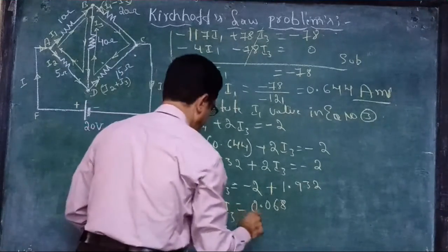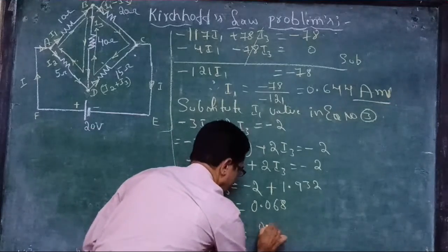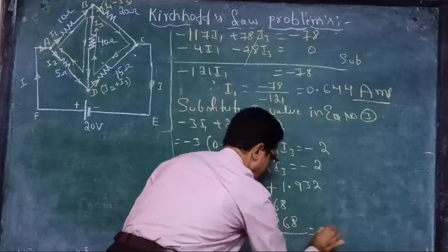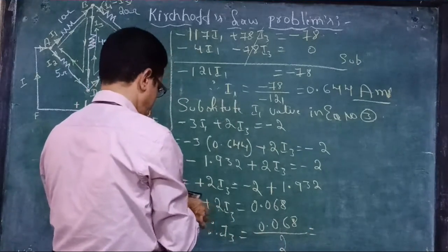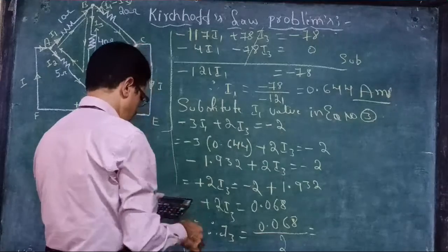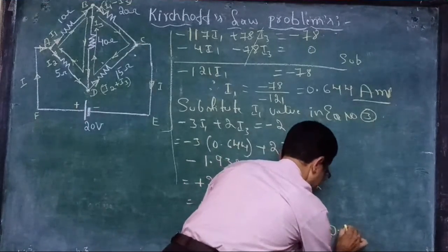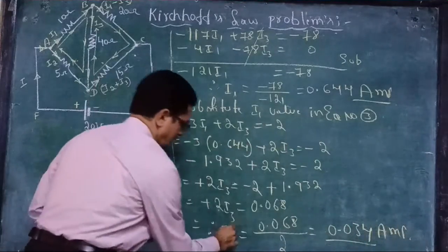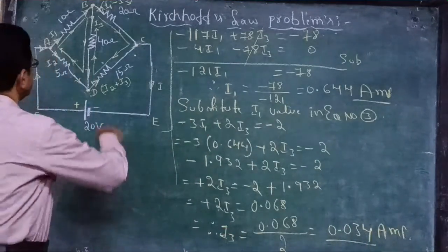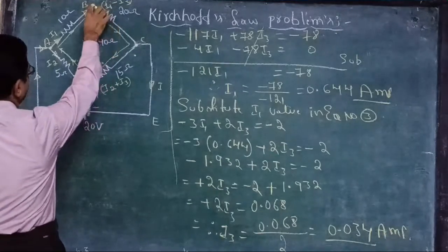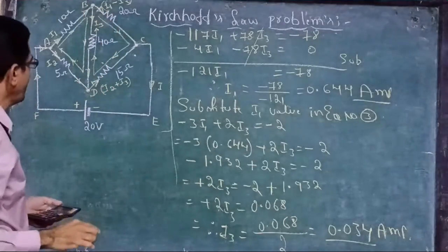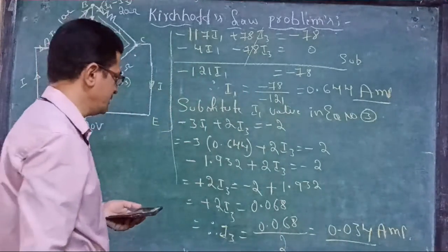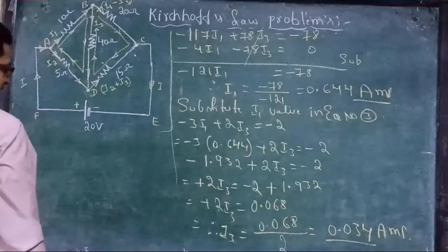Okay, so therefore I3 is equal to 0.068 divided by 2, which is equal to 0.034. So this is the current flowing through the I3 branch. So that means current will flow in the B to D branch, 0.034 amperes. So in that same way you can find the next.